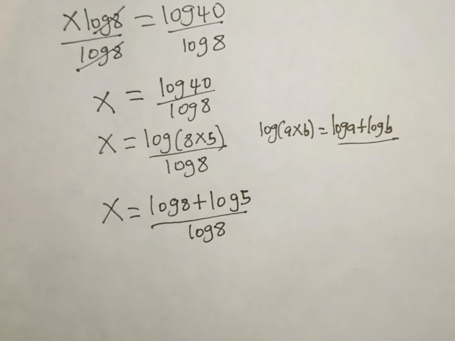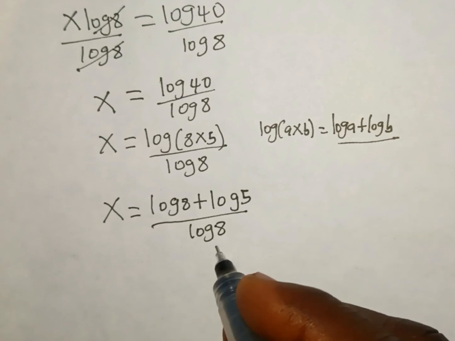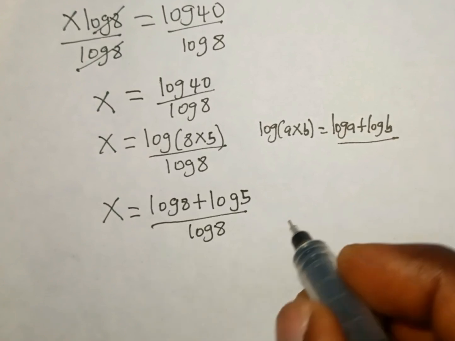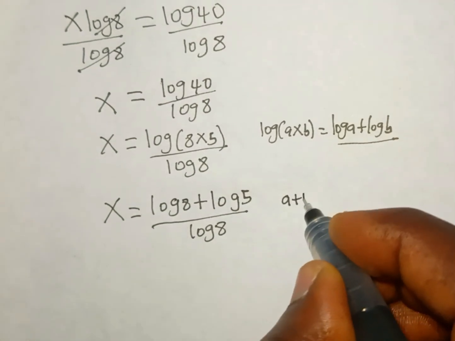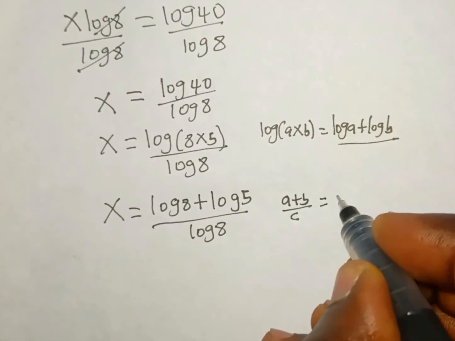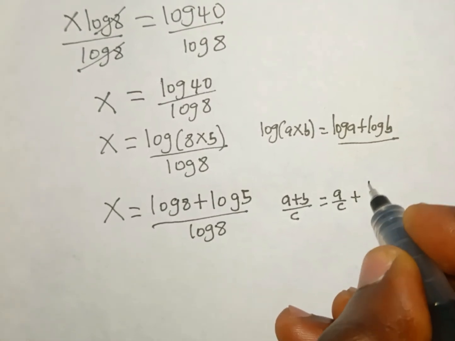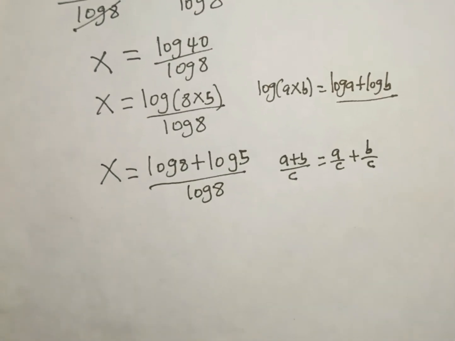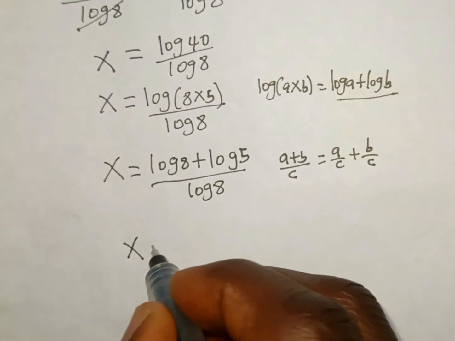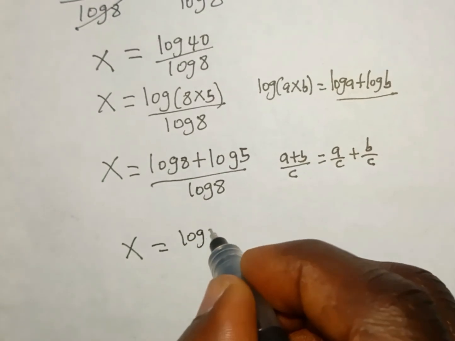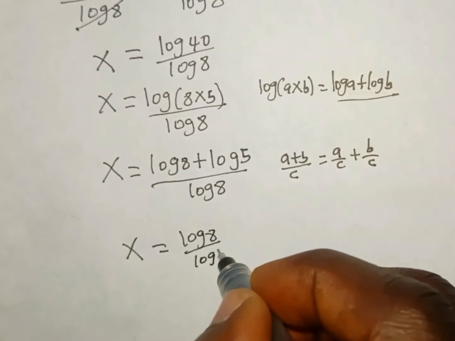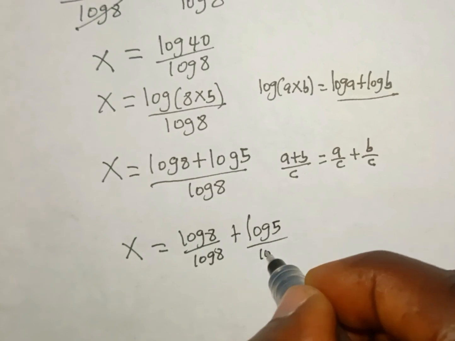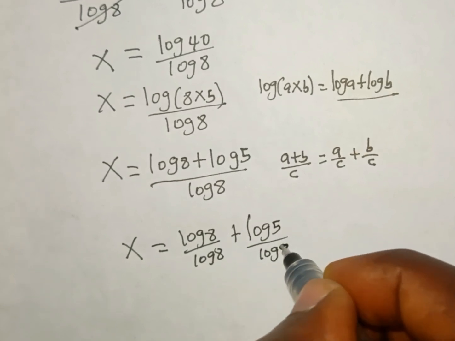The next thing we're going to do, since the denominator has only one term, both terms in the numerator can share this log 8. Recall when we have a plus b over c, this is the same as a over c plus b over c. So applying that property, we are going to have x equal to log of 8 over log of 8 plus log of 5 over log of 8.